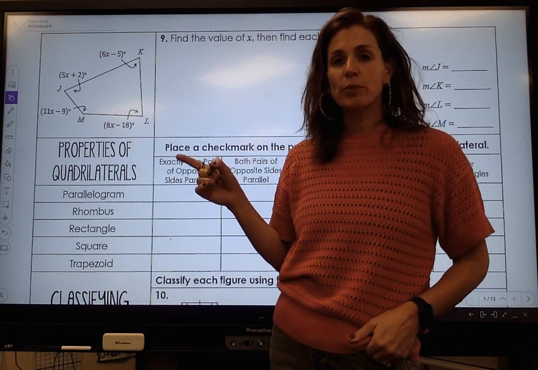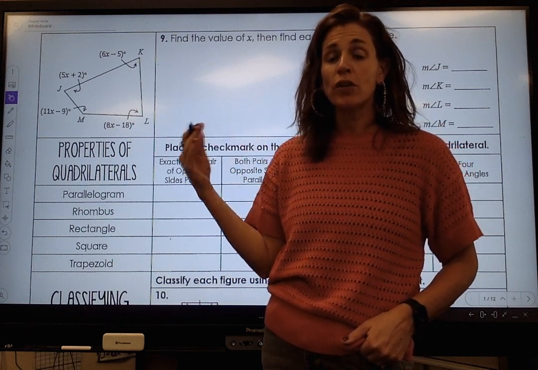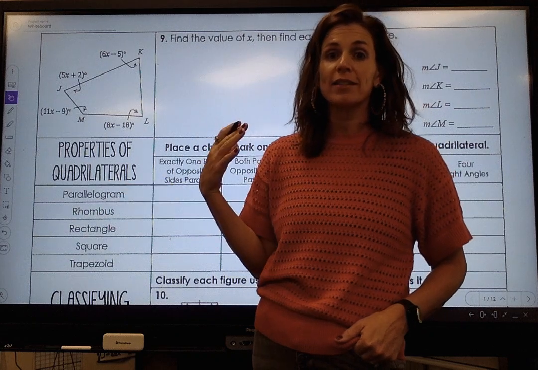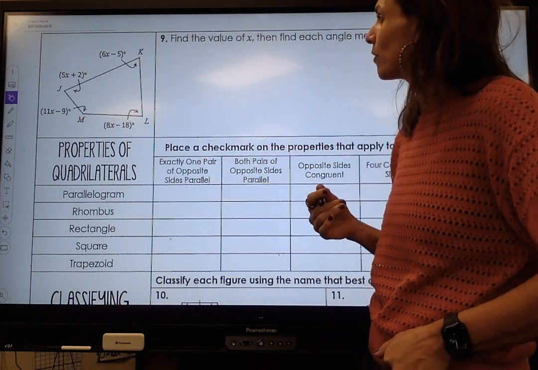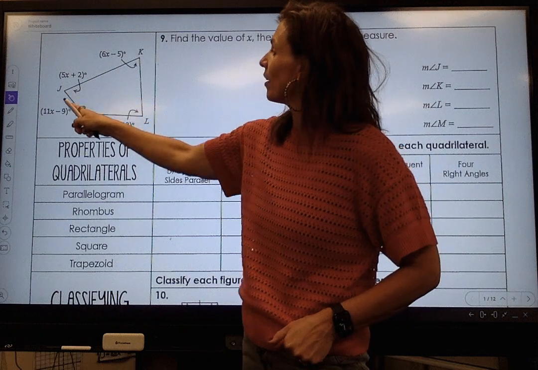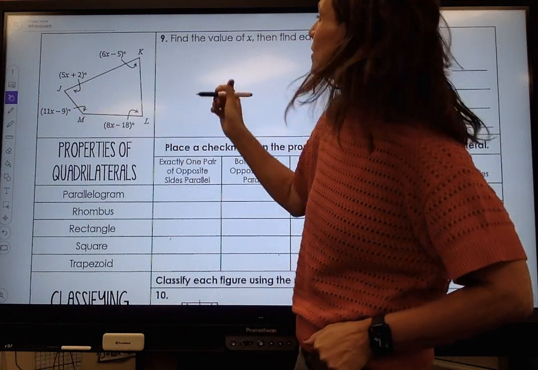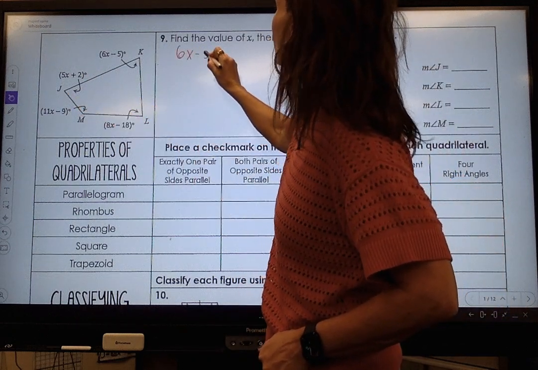Now let's use some algebra solving quadrilaterals. Since we know that a quadrilateral has 360 degrees for the interior angles, I know I can add all these guys up, and that's going to equal 360. So that's how I set my equation up.